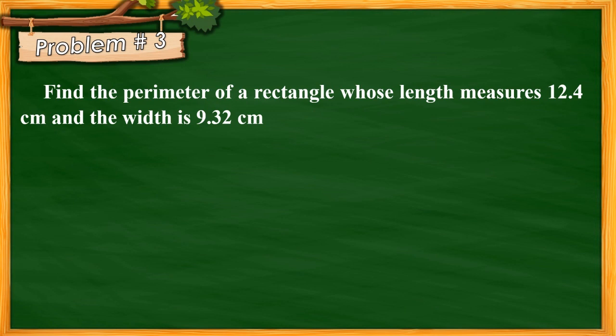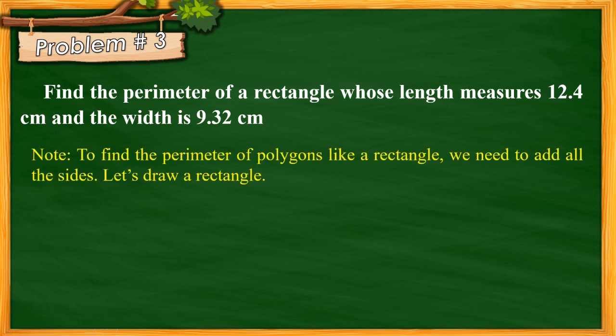And then let's proceed to problem number 3, the perimeter of a rectangle. So this time we have the rectangle whose length is 12 4/10 cm, and the width is equal to 9 3/200 cm. So again, to find the perimeter of a polygon like the rectangle, we need to add all the sides. But first, let's draw the rectangle. So this would be the rectangle.